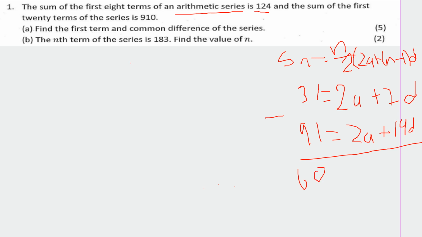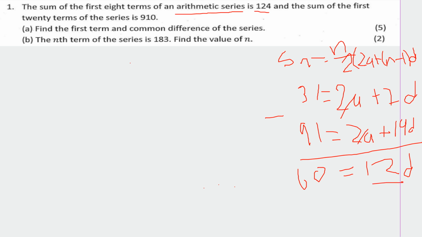And then 2a subtract 2a, they will cancel out, and then I will be left with how much? It's going to be 19 subtract 7, which is going to be 12d, because it's 19d subtract 7d. We're going to be left with 12d.